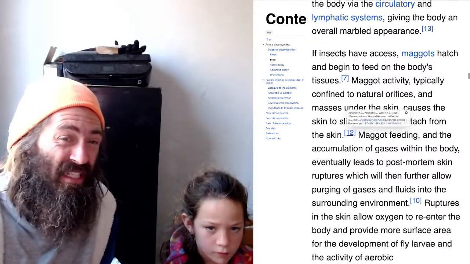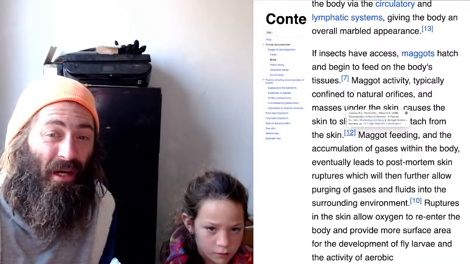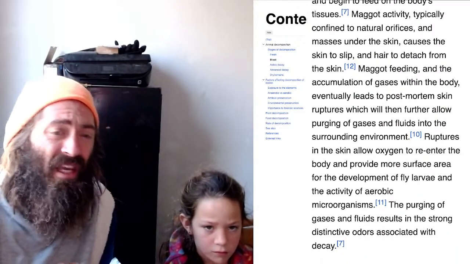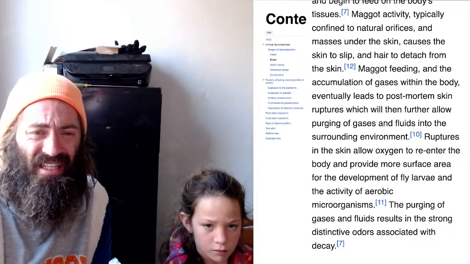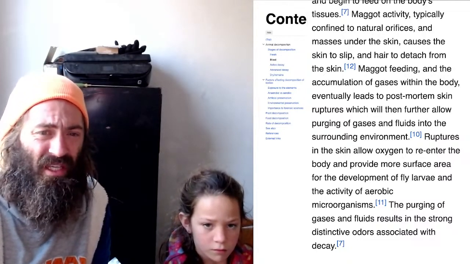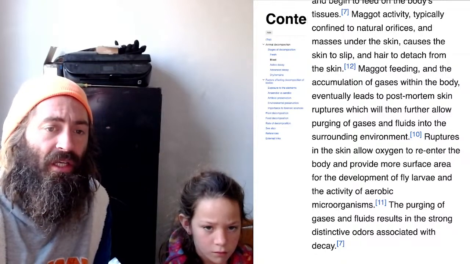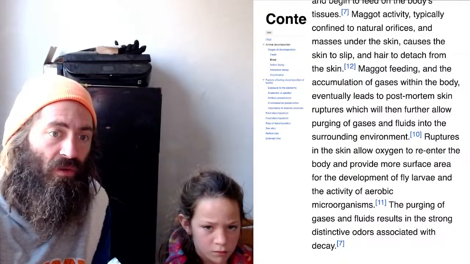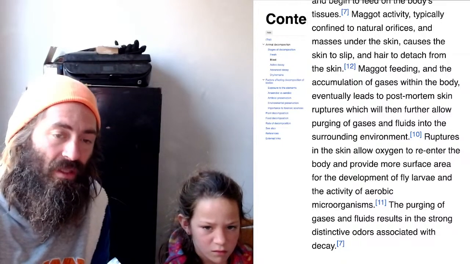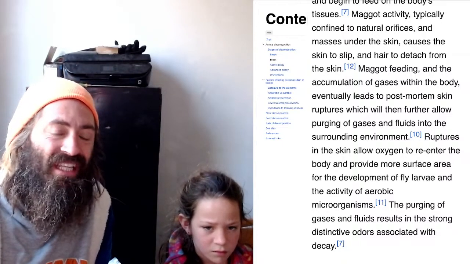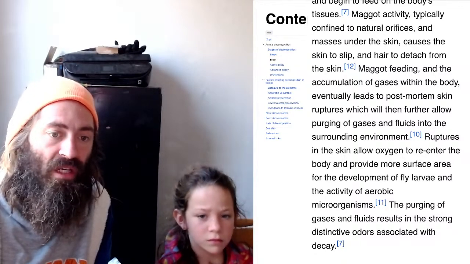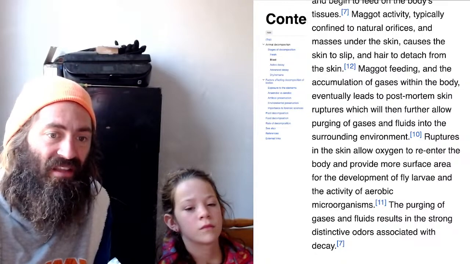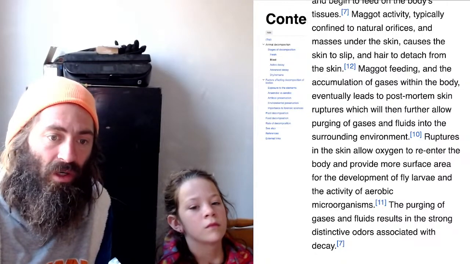If insects have access, maggots hatch and begin to feed on the body's tissues. Maggot activity, typically confined to natural orifices and masses under the skin, causes the skin to slip and detach. Maggot feeding and the accumulation of gases within the body eventually lead to postmortem skin ruptures, which further allow purging of gases and fluids into the surrounding environment. Ruptures in the skin allow oxygen to re-enter the body and provide more surface area for the development of fly larvae and the activity of aerobic microorganisms.